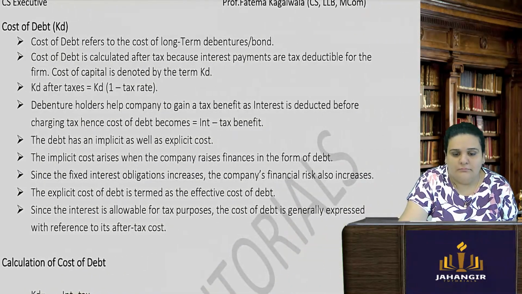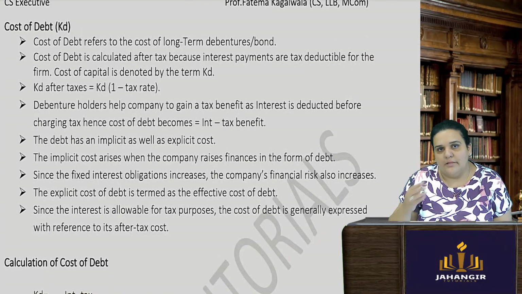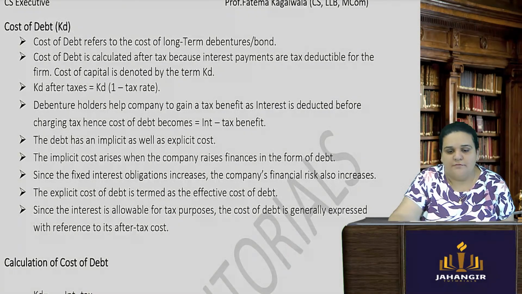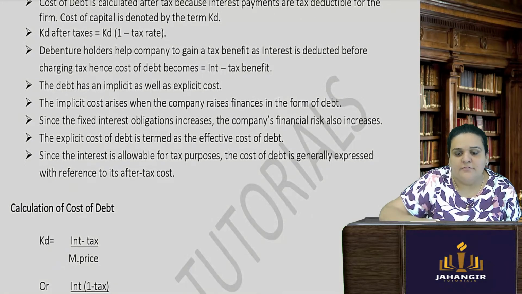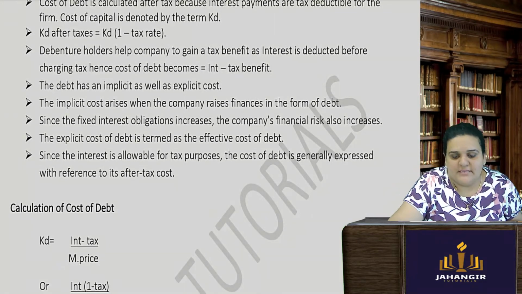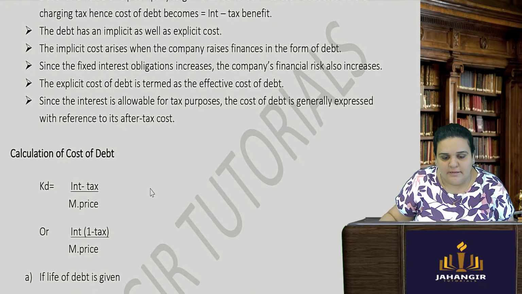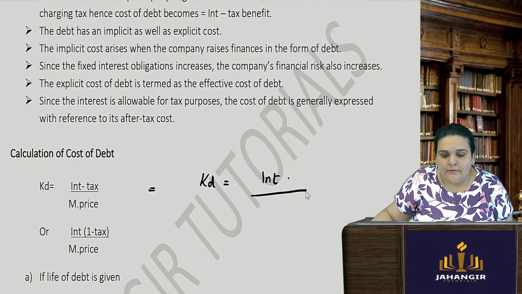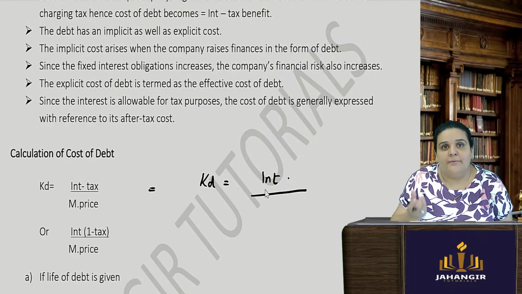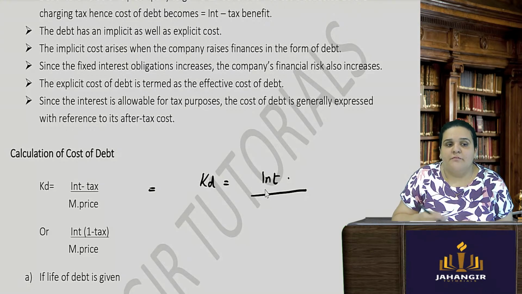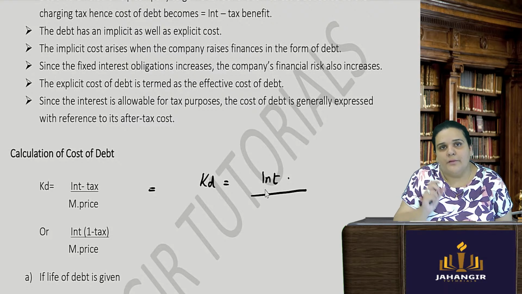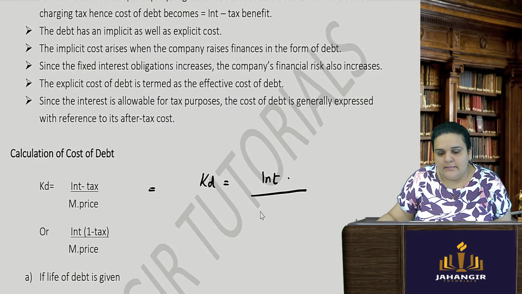So now, we all know there are different sources. I'm starting with the cost of debt. In case of debt, basically what is the cost? Kd, the cost is interest upon the price of that particular debenture. They might give us the market price. If market price is not given, they might give us the face value only. And if nothing is given, we generally assume it to be 100.